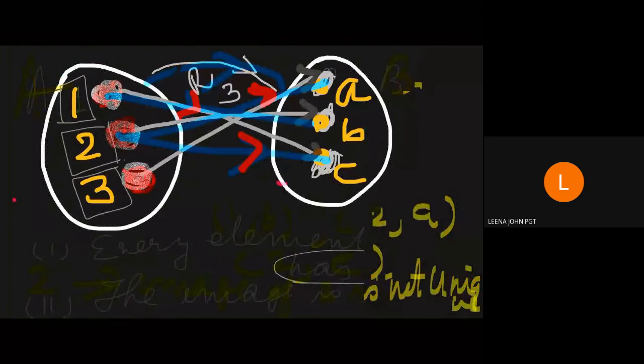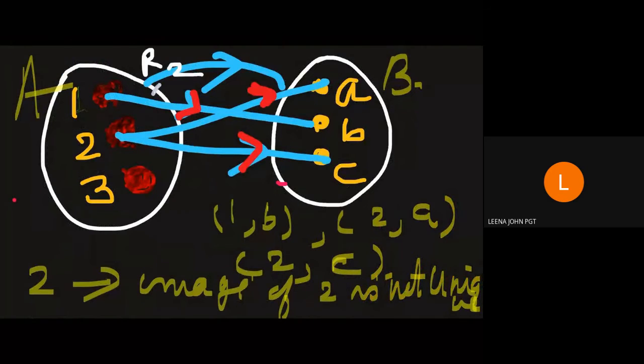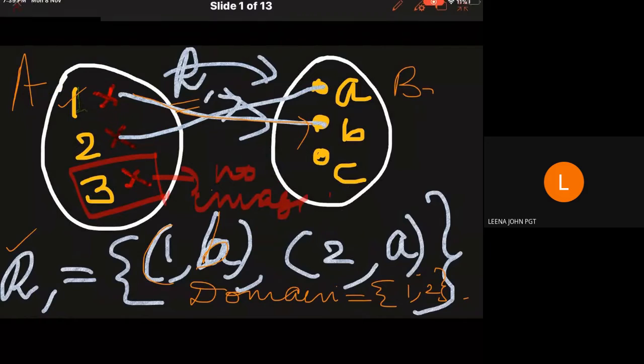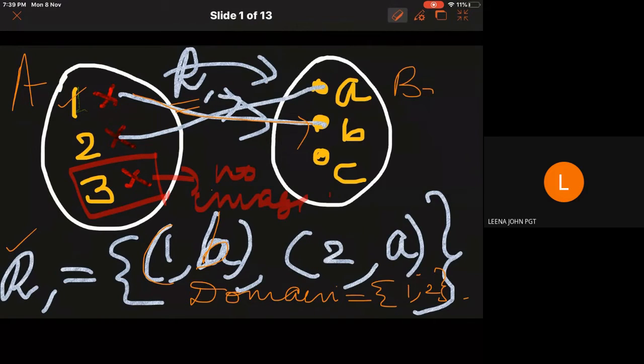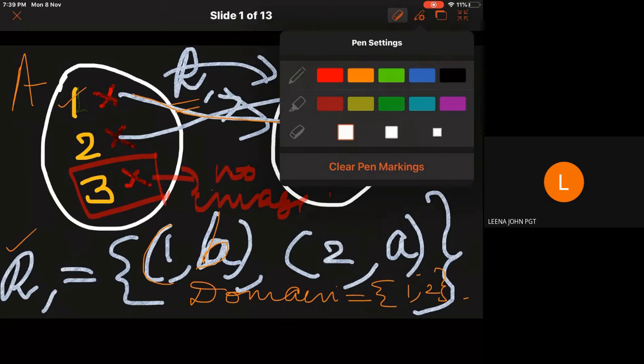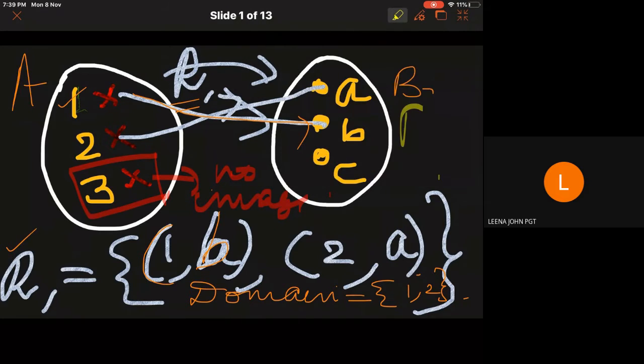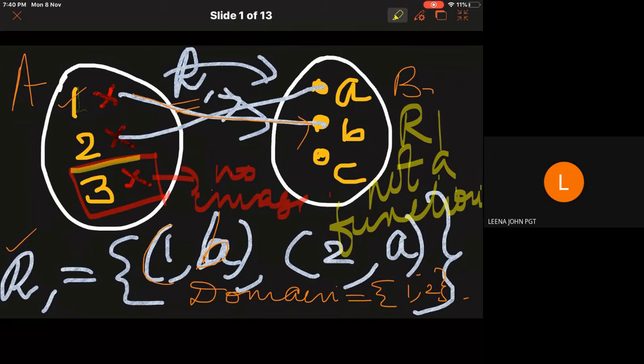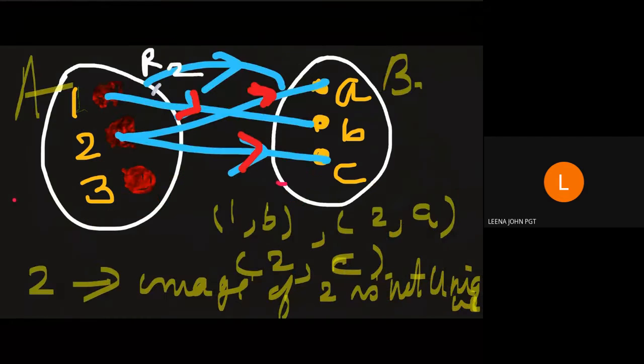Now why is R1 not a function? Check the two conditions. The two conditions mean every element of A should have an image. But here we can see that the element 3 of A has no image. So R1 is not a function, not a function because the element 3 of A does not have an image. R2 is not a function.